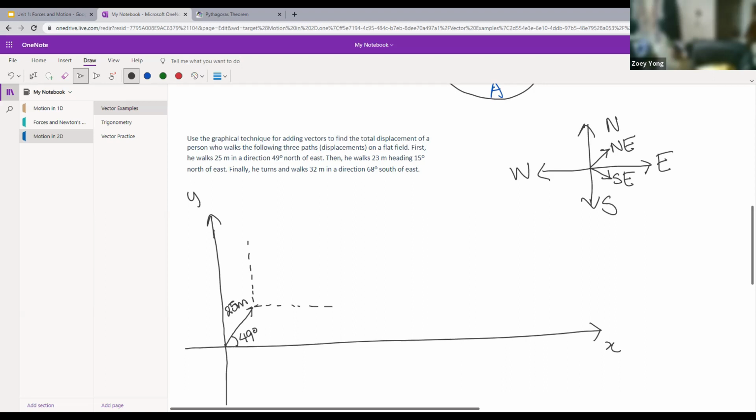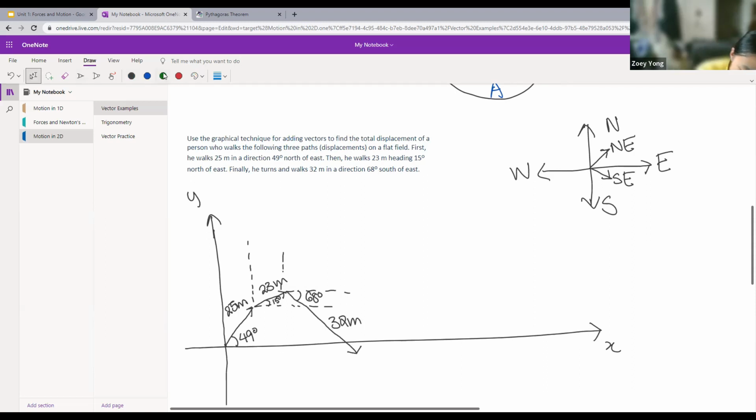And this is slightly less than the first arrow because it's 23 meters. And then next, the last thing he does is turn and walk 32 meters southeast. So we're going to draw our little guidelines again. Southeast would be in this direction, right? Oh, sorry, this is north, this is east, this is south. So it's going to be downwards like this. And it's 68 degrees, so it's more than 49 and more than 15.